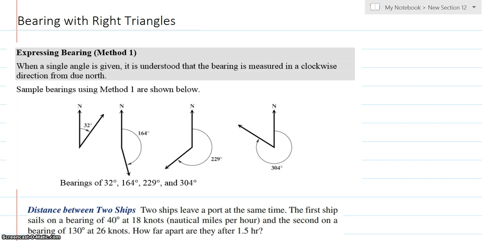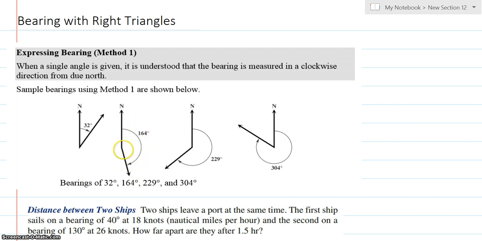There are two methods for expressing the bearing. One is they always start with north, and they draw an angle clockwise. So when a single angle is given, it is understood that the bearing is measured in a clockwise direction from due north. So the bearing of 32 degrees would be north, and you go 32. The bearing of 164 would be the same thing.